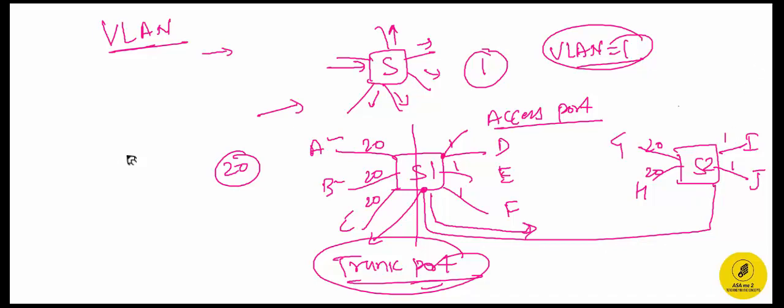So a VLAN breaks the large broadcast domain into smaller ones. Next concept is STP, Spanning Tree Protocol. Spanning Tree Protocol is a layer 2 protocol. The main purpose of Spanning Tree is to ensure that you have a loop-free network if there are some redundant paths. So it ensures that you have a loop-free network.